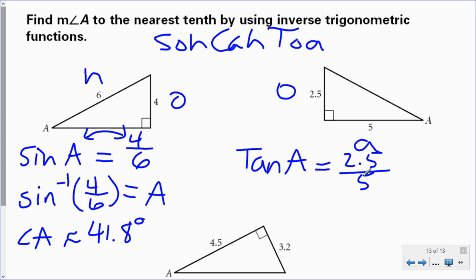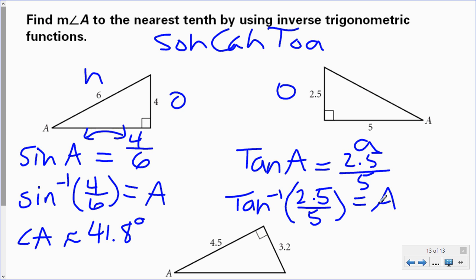And then to solve for the angle, we're going to use our inverse trig function, which will just switch our input and our output. And then we're going to go to the calculator. And angle A is approximately 26.6 degrees.